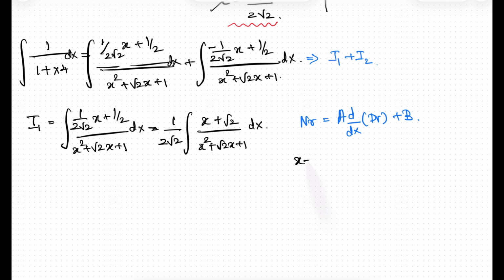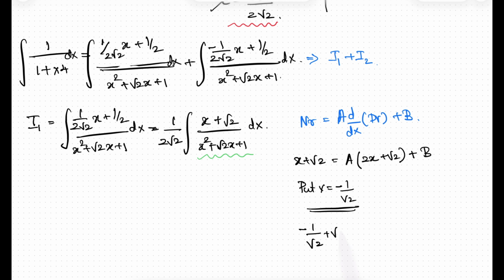Numerator is x plus root 2, and a times your differentiation of the denominator. Let me differentiate my denominator directly. So this is your denominator as I mentioned earlier. The denominator's differentiation would be 2x plus root 2, and your b is something that we have to find out. So in order to find a and b, let me first put x equals minus 1 by root 2. The reason why I chose negative 1 by root 2 is that, just watch: minus 1 by root 2 plus root 2 is equal to a times 2 into minus 1 by root 2 plus root 2, plus b.